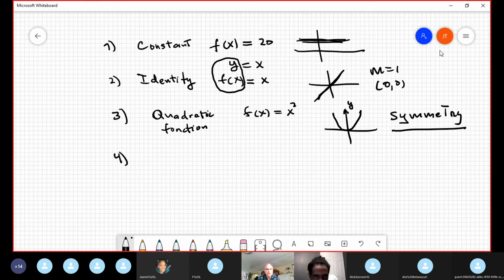Number 4 is a cubic function. Cubic function is x to the cubic power, no? And this is completely different. It's something like that, the graph. It's one special symmetry, but not with respect to the y-axis. It's another symmetry I want to study next week.